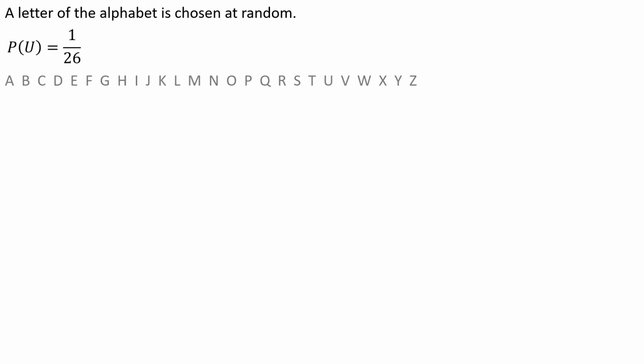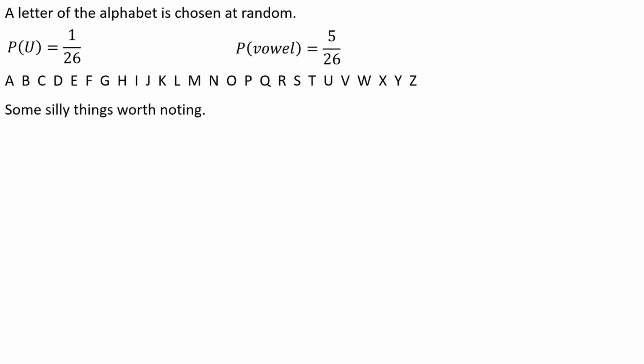A letter of the alphabet is chosen at random. Probability that I select the letter U. Well, I say 1 out of 26. Right? 26 letters in the alphabet. Only one of them is the letter U. Probability that we select a vowel. 5 out of 26.